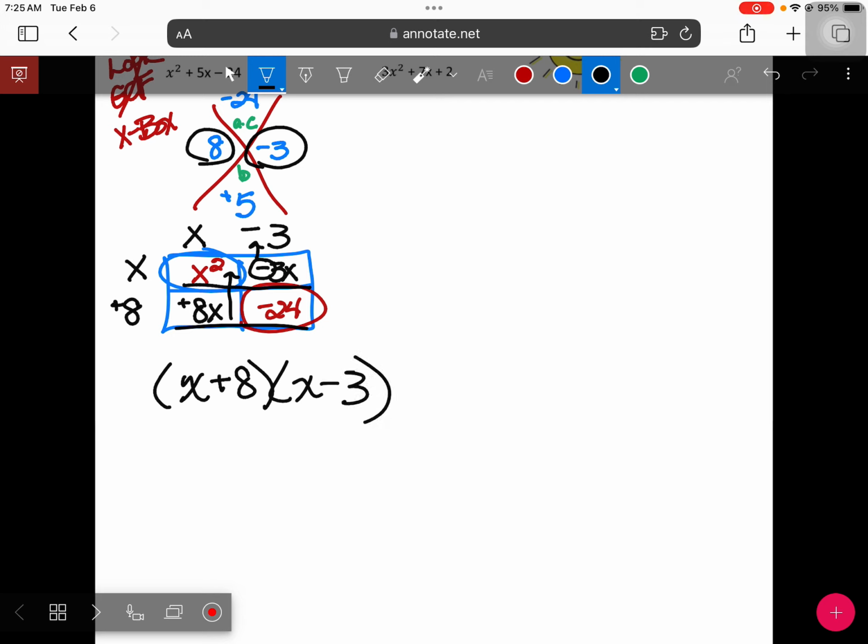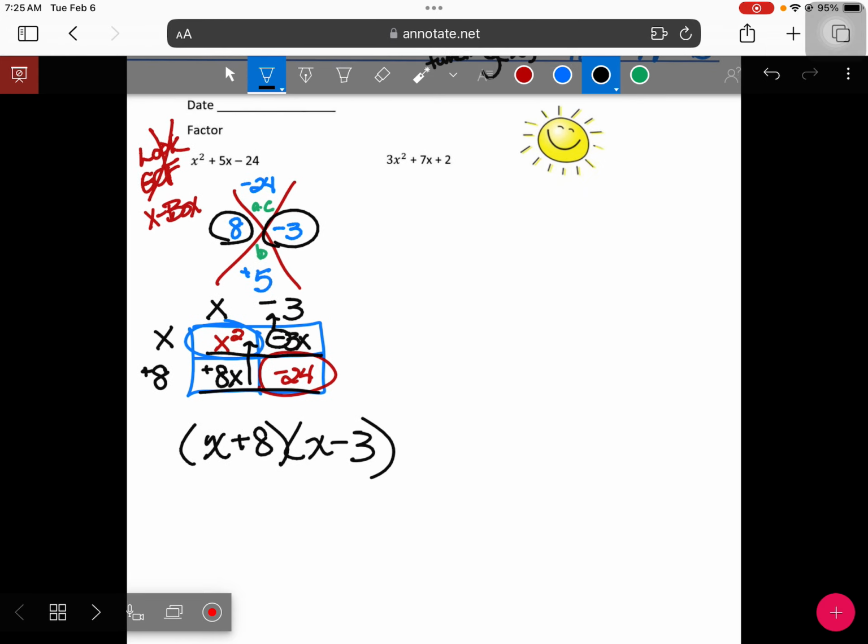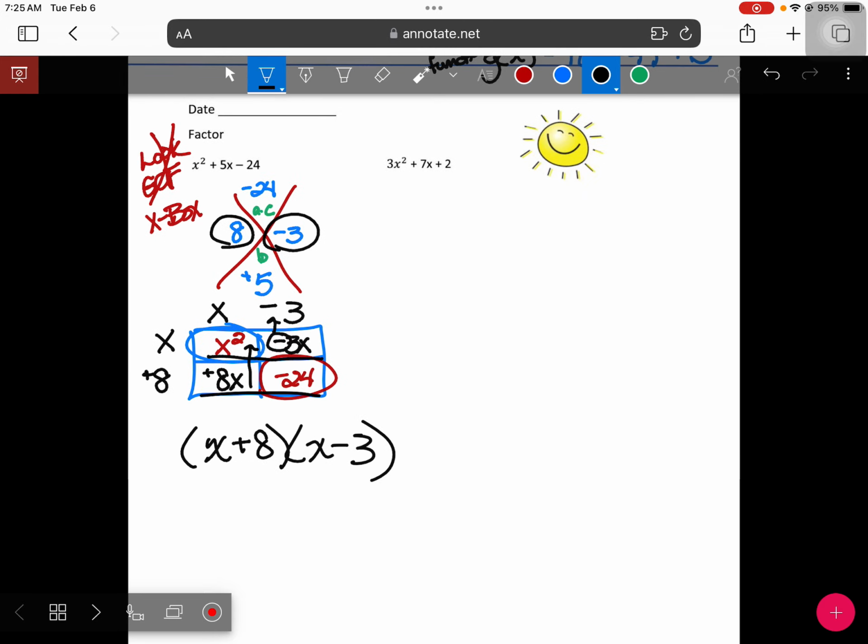How many had that for an answer? Not many. Come on, raise your hands. Did you get it for an answer? I can't tell. 3, 4 people. Always can do more with factoring. All right, let's go to the second one.